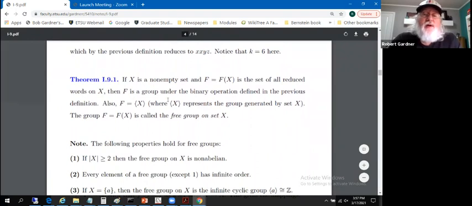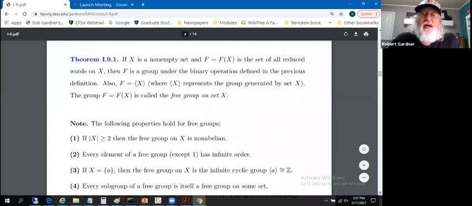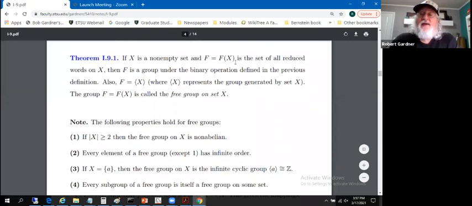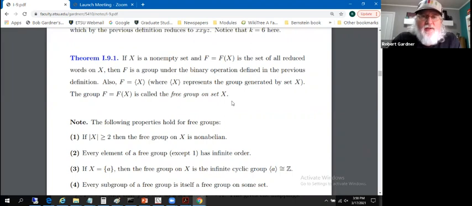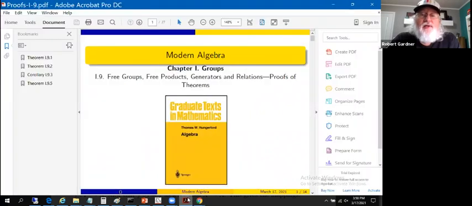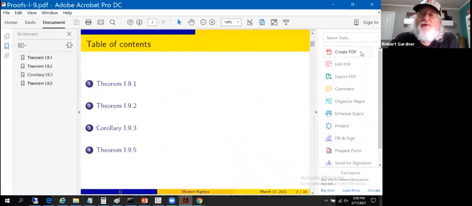First theorem says, if X is a non-empty set, and F equals F of X is the set of all reduced words on X, then F is a group under the binary operation defined in the previous definition. So really it is a group under this binary operation. Also, F is generated by X. The group F of X is called a free group on set X. We'll relate it to the category theory stuff and the idea of free there in the next theorem. But let's look at a proof of the first one to establish that we actually have a group.